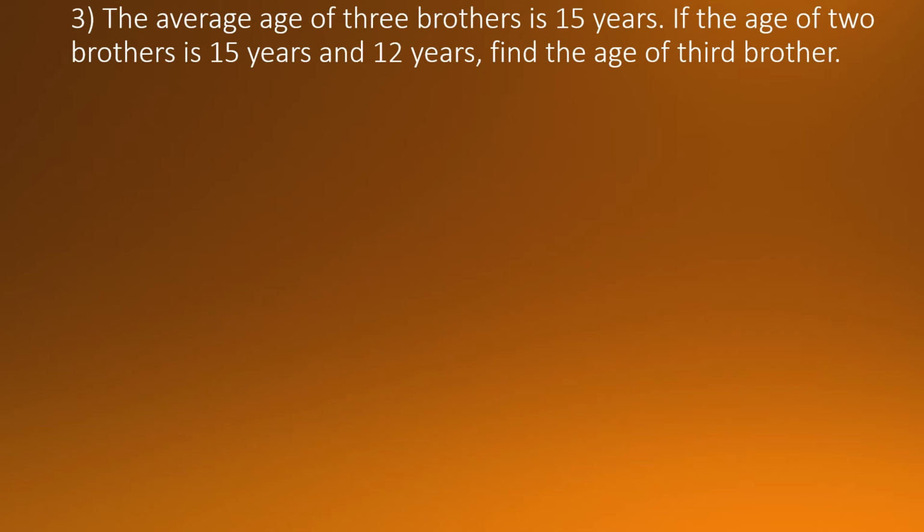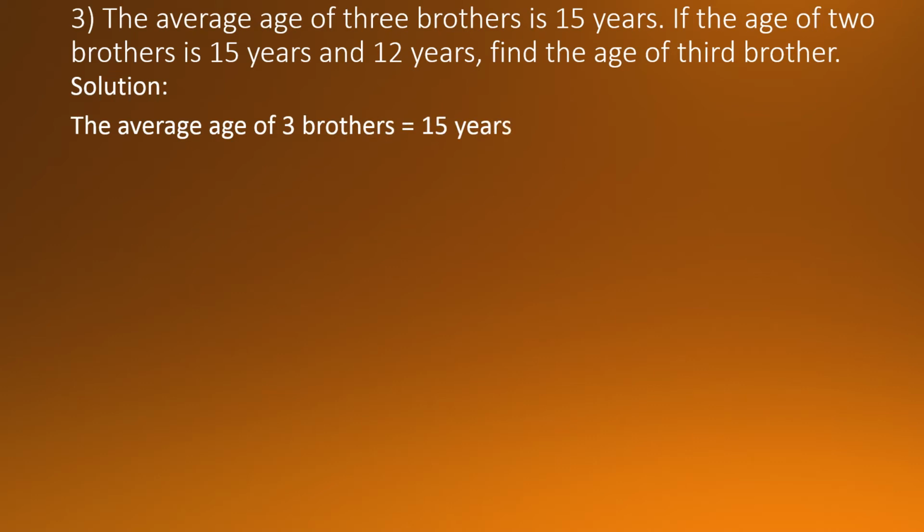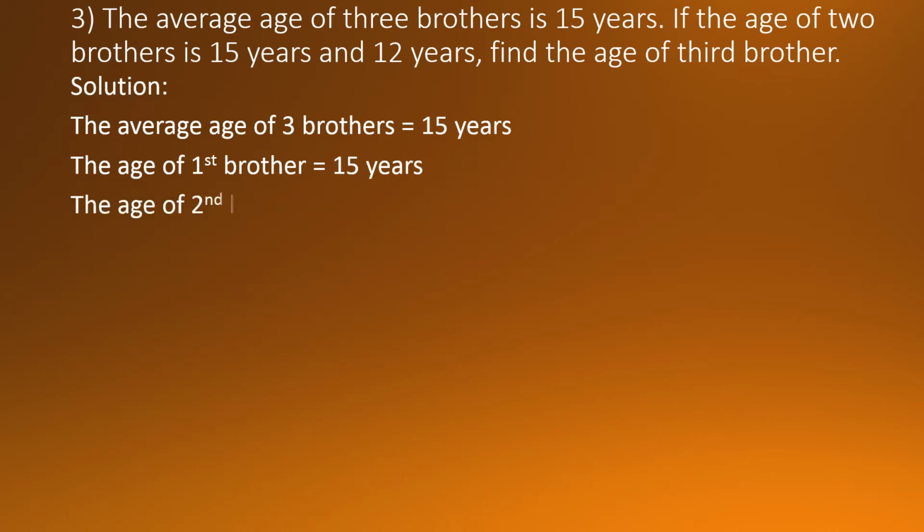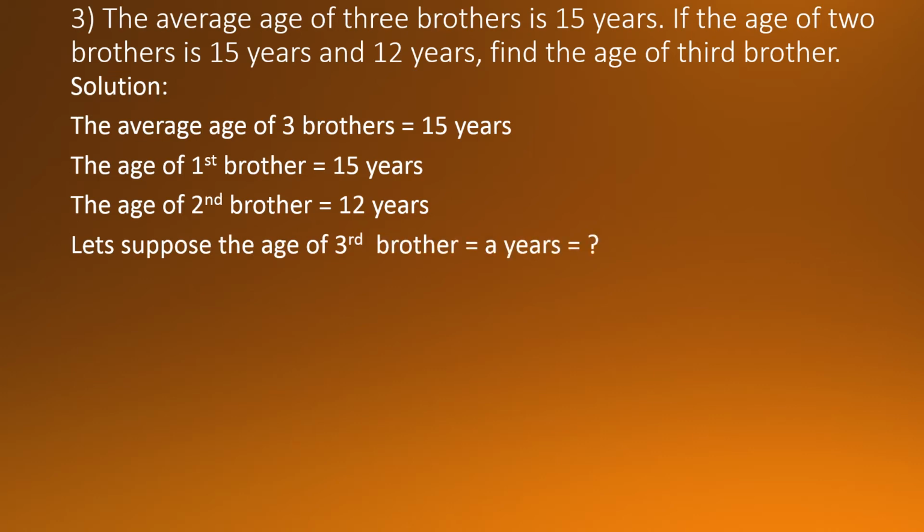Question number 3. The average age of three brothers is 15 years. If the age of two brothers is 15 years and 12 years, find the age of third brother. Write the solution. The average age of three brothers is equal to 15 years. The age of first brother is equal to 15 years and the age of second brother is equal to 12 years. Let's suppose the age of third brother is equal to a years, which we will find out.